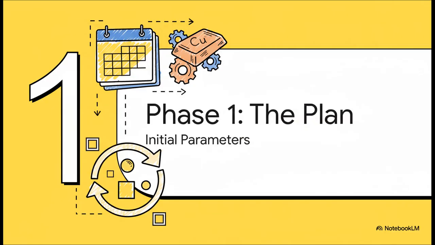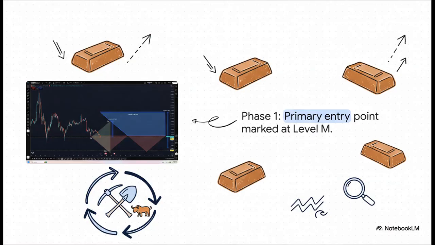All right, let's dive right into phase 1, the plan. This is the starting point, the initial blueprint for the whole cycle. And it was all documented on February 17th, 2026. So the entire cycle was set to kick off the moment the price hit its primary entry point. You can see it there on the chart. It's labeled M right at 5.6613.